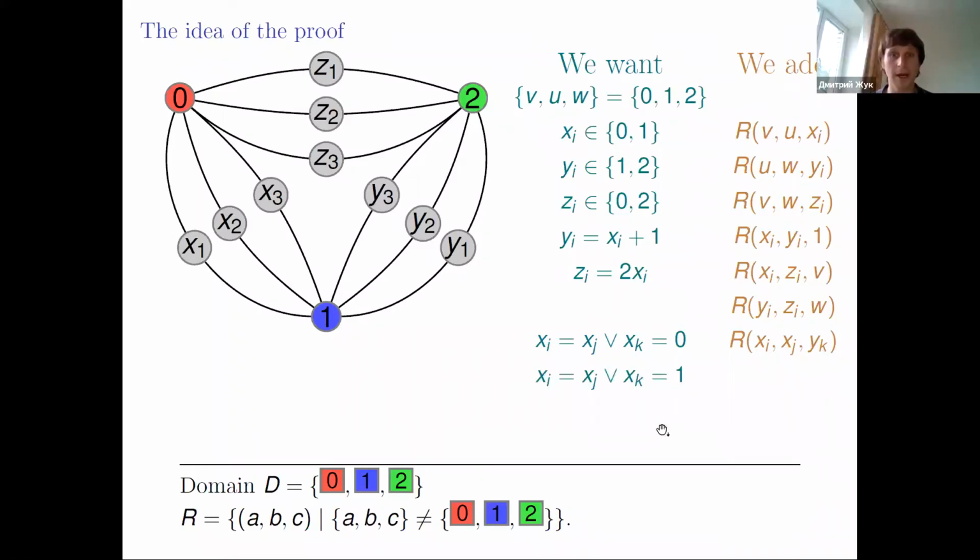Okay. So in the same way, we can add this constraint, just like this: yi, yj, xk. And you can check that if this constraint holds, then we have this condition on x's. So we learned how to add these constraints. We need to express CSP, and we know that this CSP is NP-hard. But we still don't know why V, U, and W are all different.